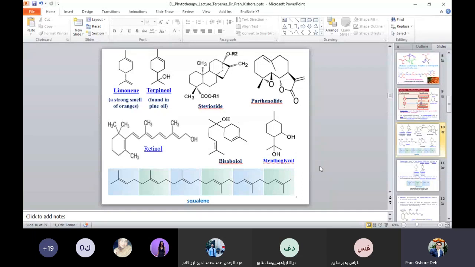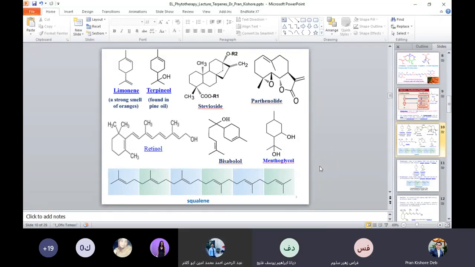Can you tell me how many monoterpenes are present in the structure? All of you, it's a challenge for all of you. Let's see who can solve it first. How many monoterpenes are present in this slide?